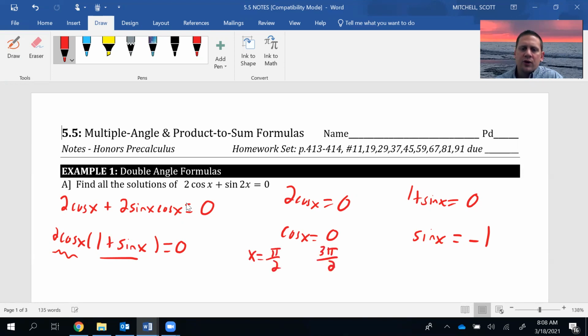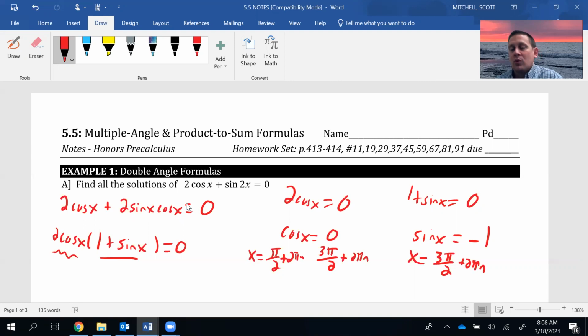Again, our unit circle is still coming into play here. It does want all the solutions, so we need to add 2 pi n onto here. And then we also want to know when the sine is equal to -1. Sine equals -1 at 3 pi over 2, and then you add your period on here.